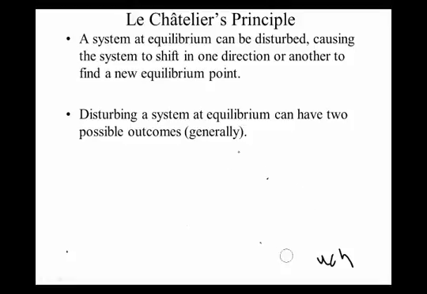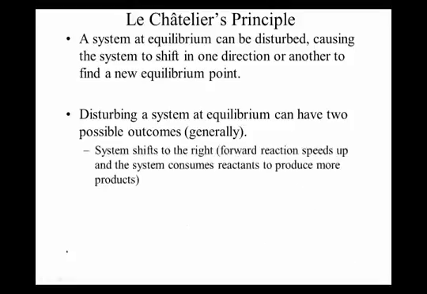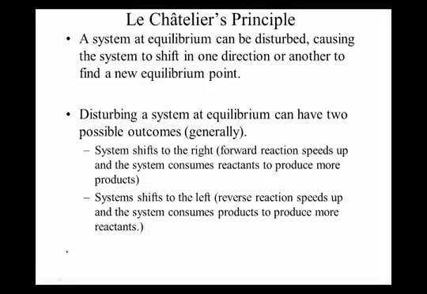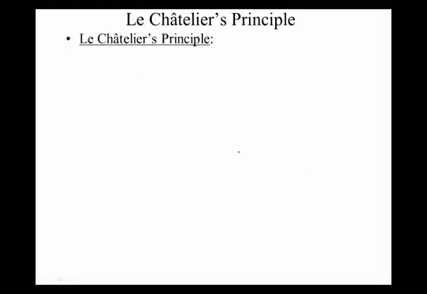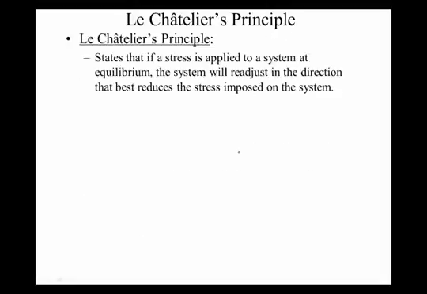There we go. The system shifts right to consume reactant and produce more product, or the system shifts left, the reverse direction, to consume product and produce more reactant. Okay, so Le Chatelier's principle states that if stress is applied to the system at equilibrium, the system will readjust to reduce the stress. So the system was already comfortable at equilibrium. I stressed it. It's going to try and get rid of the stress.